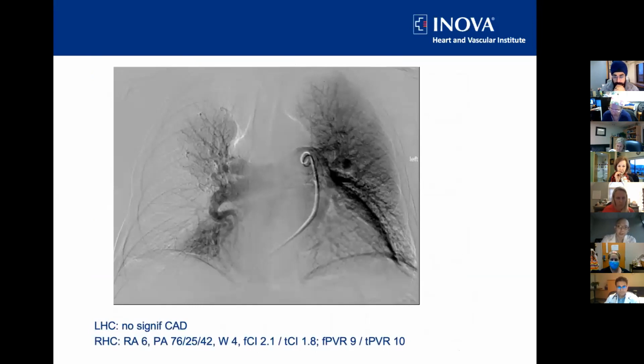So the gold standard to diagnose things is then a right heart cath. And the cath actually requires a fair bit of expertise to do as well.